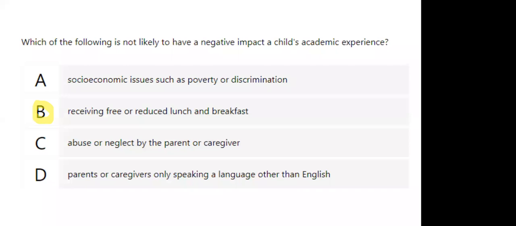Now, we know having a lunch, having breakfast is going to have an impact on a child's academic experience, but considering A, C, and D, this one would not likely have a negative impact, hopefully, on a child's academic experience. It could. We all know that it very likely could.